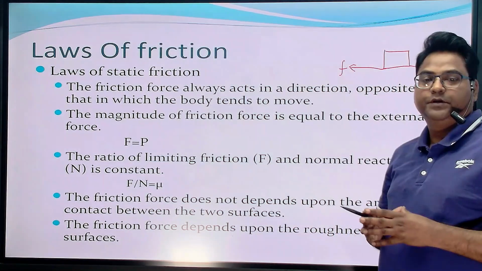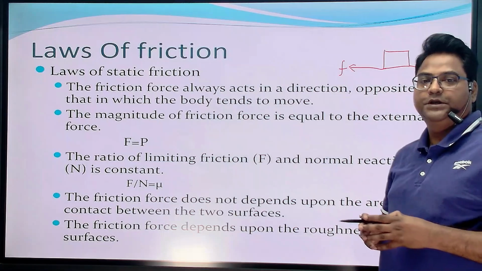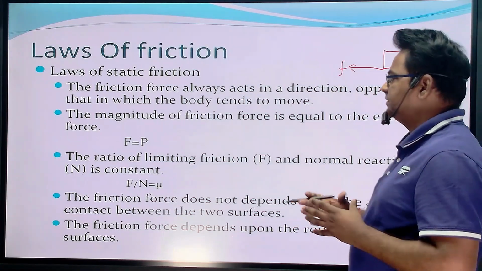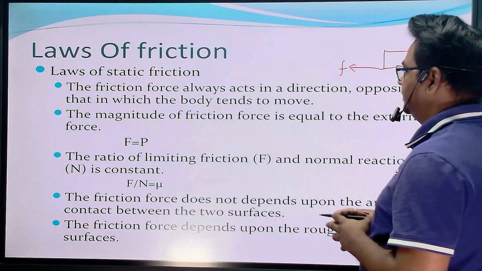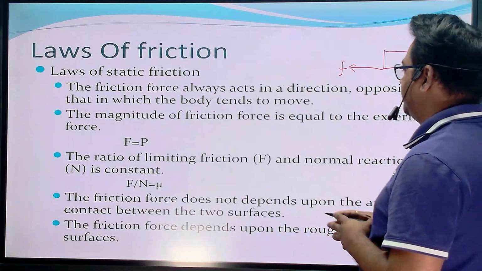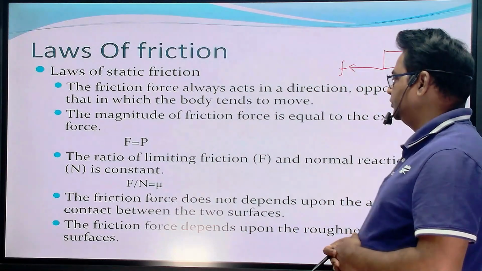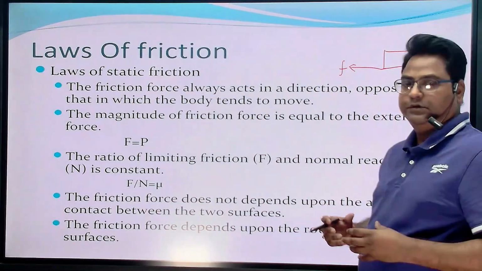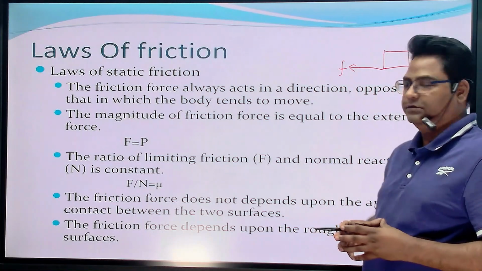direction. Next, the magnitude of frictional force is equal to the external force. It means the magnitude of the frictional force and the external force are equal. Next, the ratio of limiting friction and normal reaction is constant. Mu is equal to the ratio of limiting frictional force and normal reaction, which is constant.